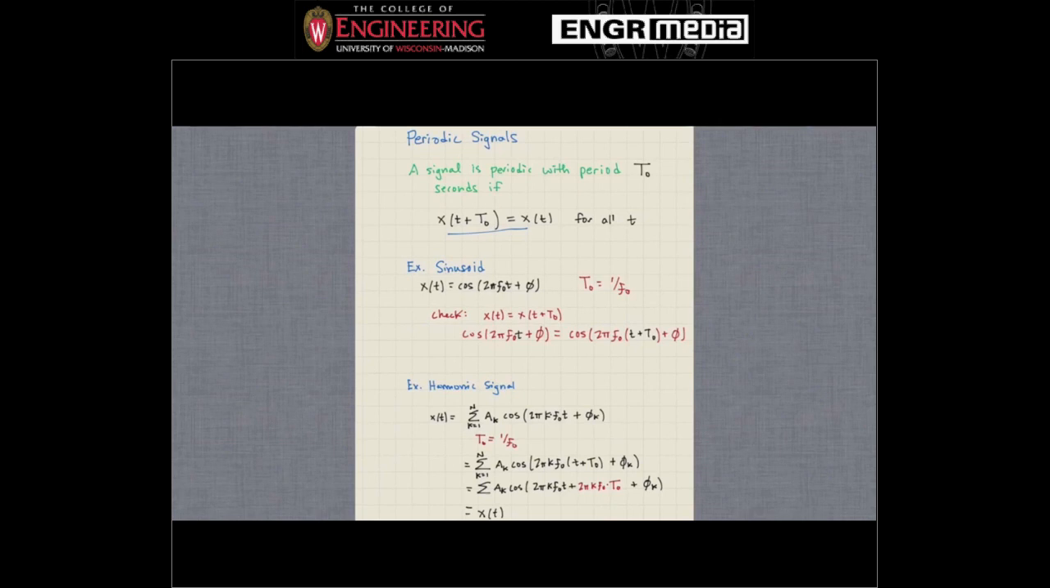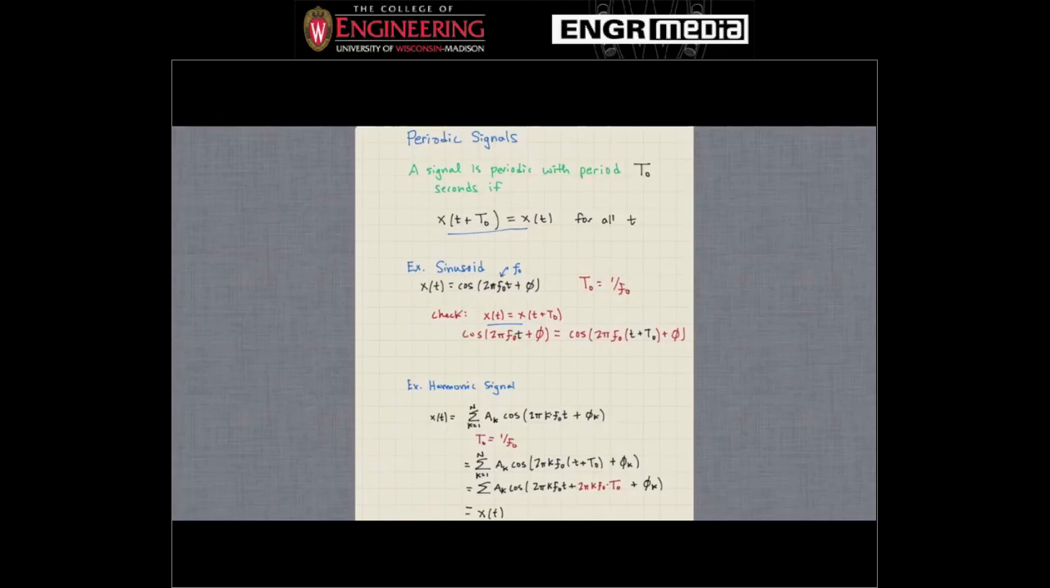A simple example of that is just a sinusoidal signal. Again, we have x(t) equals cosine(2 pi f0 t plus phi), where f0 is the frequency of the sinusoid, and the period, of course, equals 1 over f0. We want to check now: can we write x(t) equal to x(t plus T0) for some T0? That's the question. And if we can, that signal is periodic and it has period T0. So how do we go about doing that?